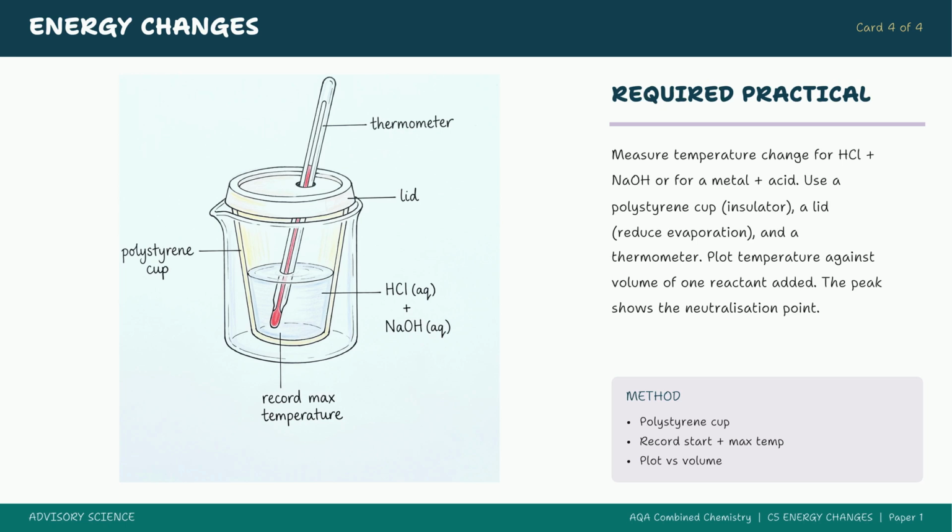Plot temperature against the volume of one reactant added, and the peak shows the equivalence point. In an exam, the 2 marking points for why a polystyrene cup are it's a poor conductor, so it reduces heat loss to the surroundings. Saying just it's plastic is not enough.